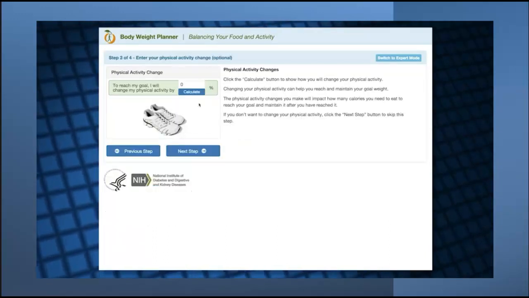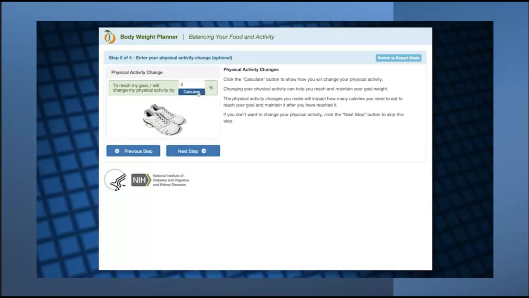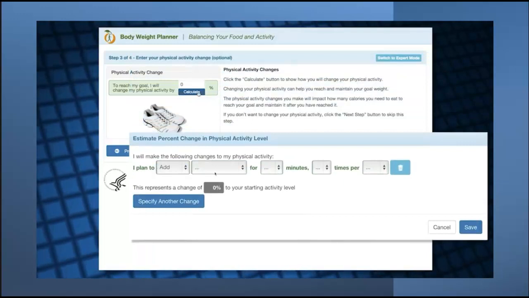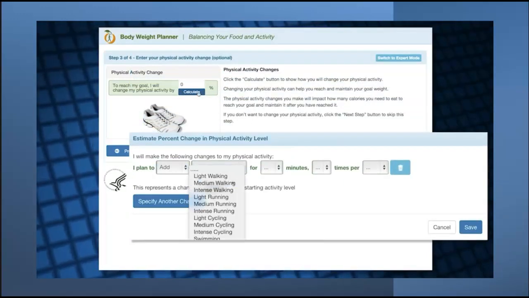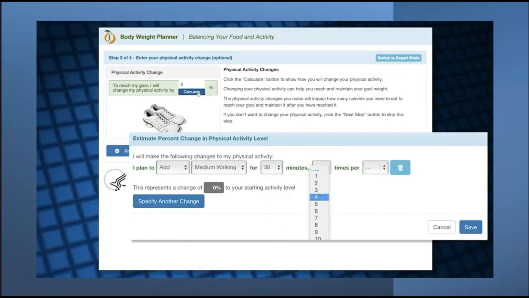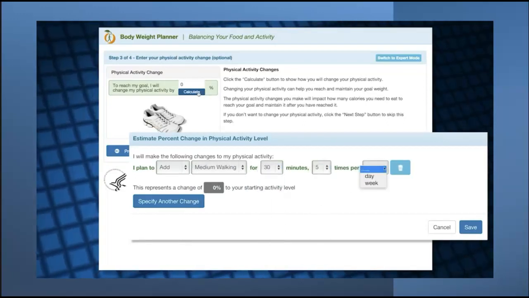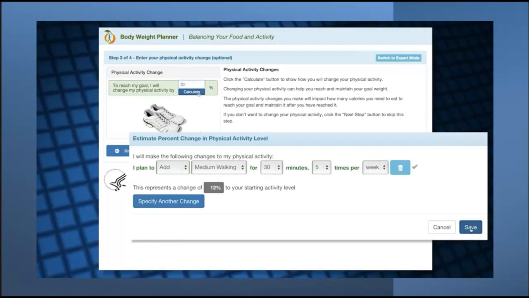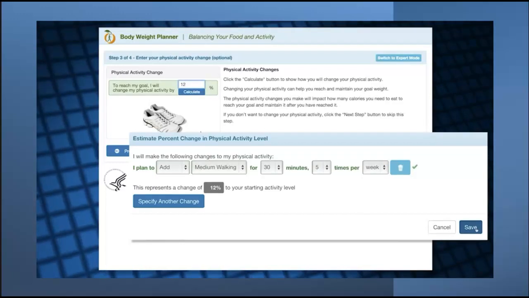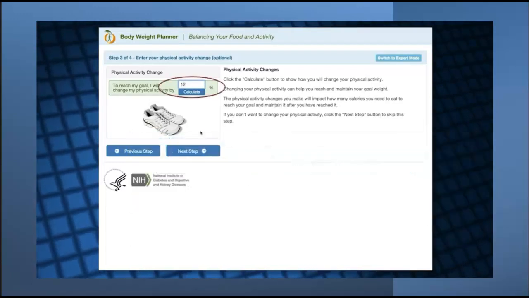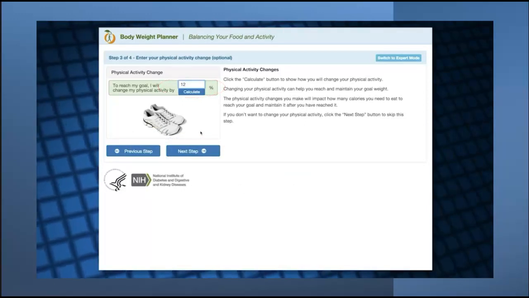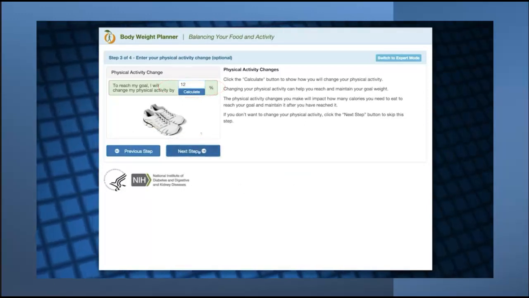Then I'll go to the next step where I can enter the changes in physical activity. I'm planning to start walking my dog in the mornings, and I will use the Calculate button to help me determine the corresponding percentage increase in physical activity. I plan to walk at a moderate intensity for an additional 30 minutes, 5 times per week. This is in addition to the physical activity I'm already doing, like walking to work that I mentioned previously. I could also add other physical activity changes, but I'll stick to this for now. So walking the dog gives me a 12% increase in physical activity above my starting activity entered on the first screen.